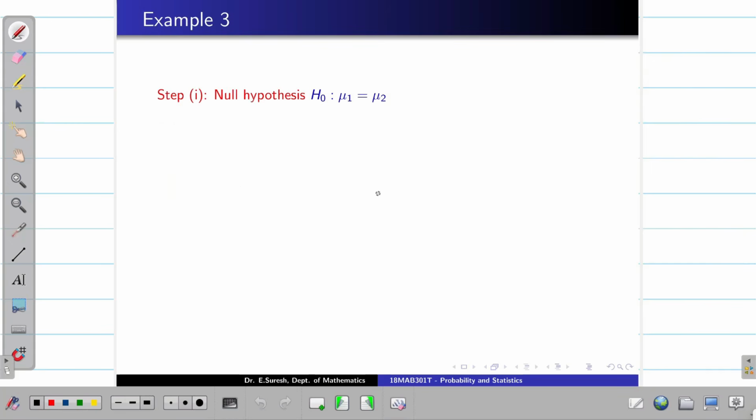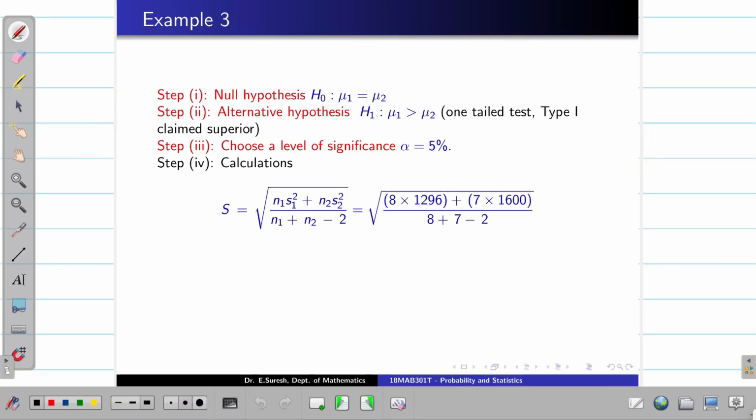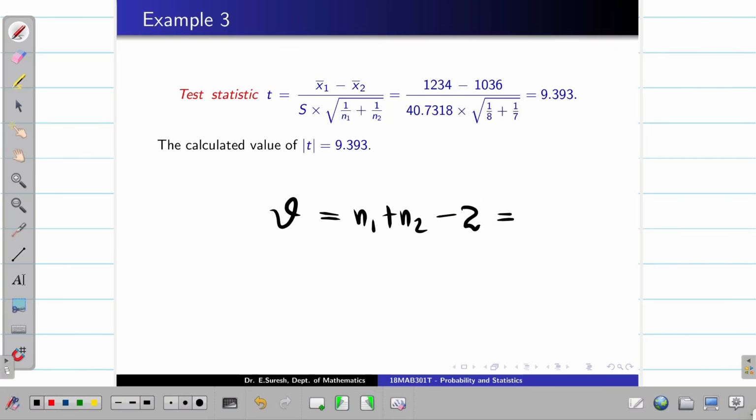We have to learn how to find the table value alone, because the remaining thing is well known to you. You know all the data. You can easily write the null hypothesis and alternate hypothesis. Alpha, if given, take the value. If nothing is given, take 5%. Now find capital S and then find the t value. The t value is 9.393. Now we have to find the degree of freedom, that is n1 plus n2 minus 2. That is 8 plus 7 minus 2. It is going to be 13.